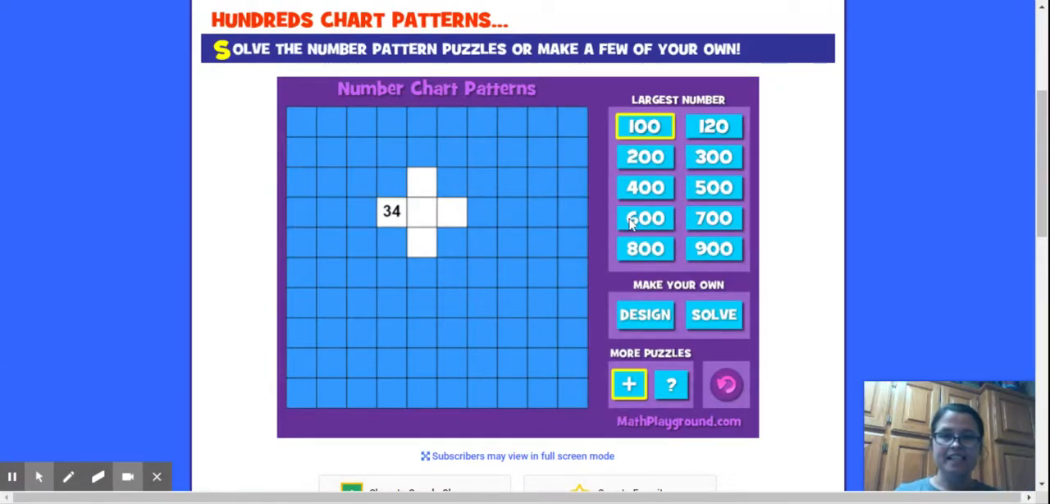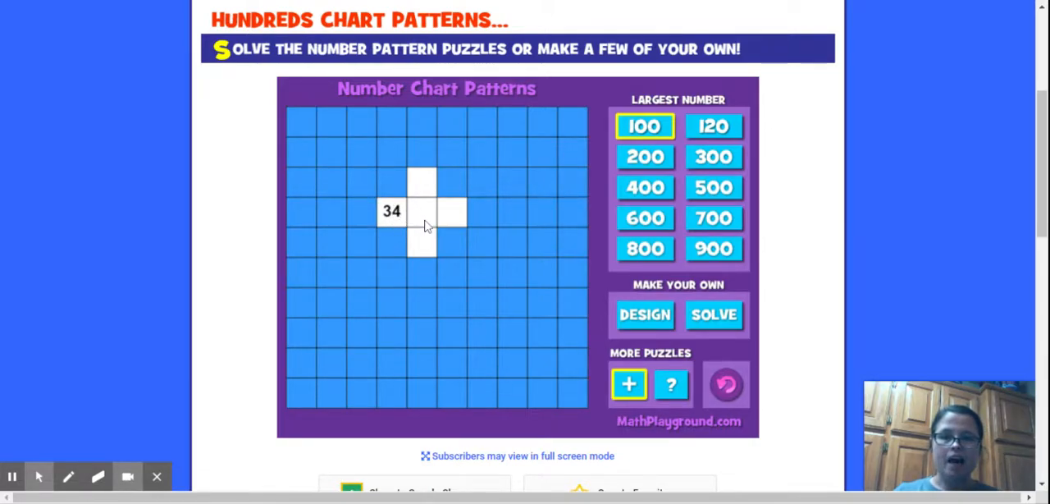Good morning, friends. Today, we are going to look at a 100 chart puzzle. These puzzles are always some of my favorites to do because they let me think about numbers in lots of different ways. In the middle of the board, you see that we know this is the number 34.